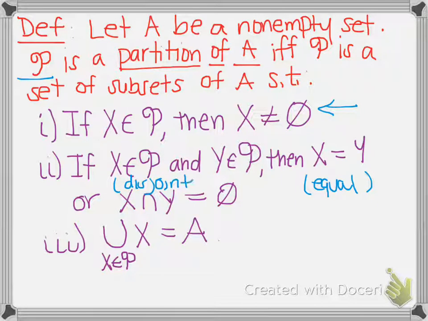We sort of talked about something along these lines. You might remember, and we'll talk about it a little later in the video, that we had something similar to the fact that if certain things happen, they're either equal or disjoint. Okay, and the third condition is that when you take the union of all the X's for X belonging to the partition, it equals the set A.